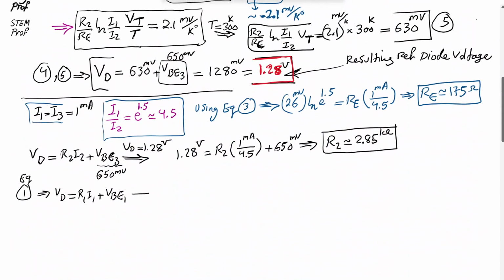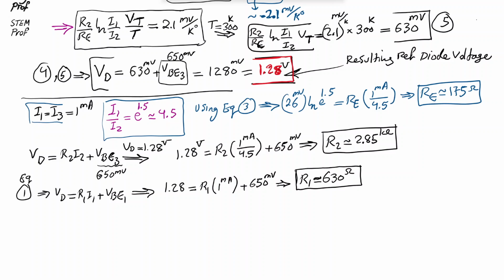And for that, using again VD 1.28, we get 1.28 equal to R1. The current I1 is assumed to be 1 milliamp in this example. You could have selected 0.5 milliamp. So 1 milliamp plus nominal voltage of base emitter is 650 millivolt. And then when we compute this, we end up finding R1 to be, let's say, roughly 630 ohm. Again, a reasonable sized resistor that can easily be implemented. So we found R1, R2, RE for this circuit.